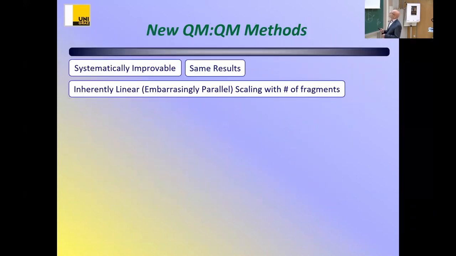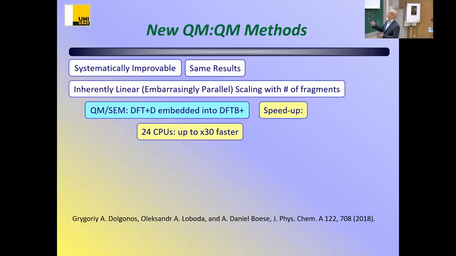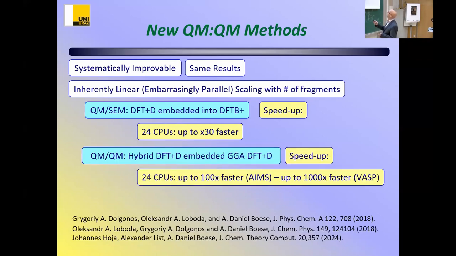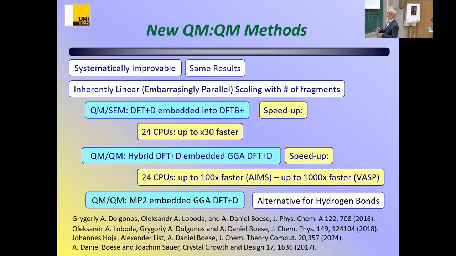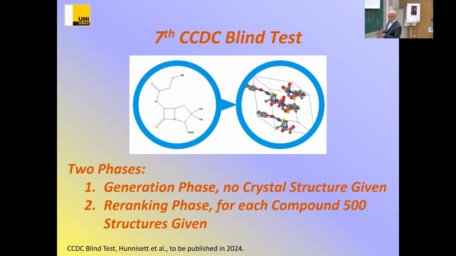So which means we have new QM methods, you can argue with that, but nevertheless, those QM methods are systematically improvable. They basically give the same results. They're embarrassingly parallel in scaling because you can put every one of those fragments on another computer and you get a speedup, up to 30% to 100% faster, and we have a nice alternative. Okay, so now we put this method to the test, and this is the blind test.